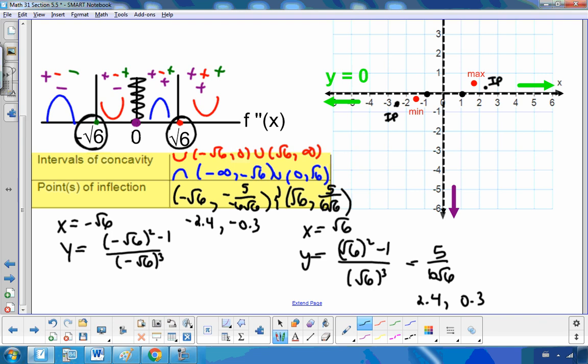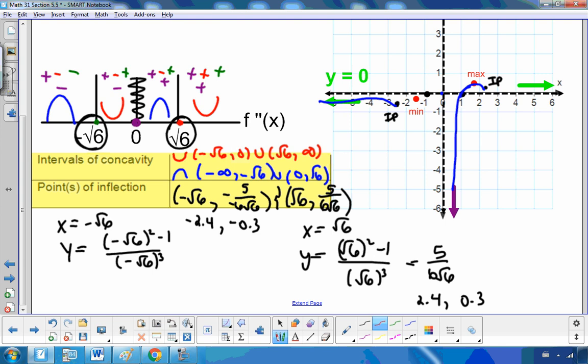So all we have to do now is just connect them with concave up and concave down. So let's do concave down. So concave down to the left of negative root 6. So looking at my inflection points, concave down there and kind of off to the end behavior. It's also concave down between 0 and root 6. So between 0 and root 6, here is my point of inflection. So it's going to be concave down in here, but it's going to continue down to connect my end behavior.